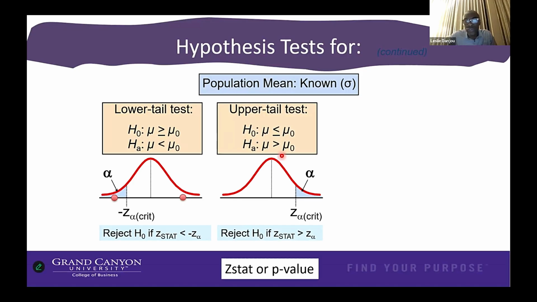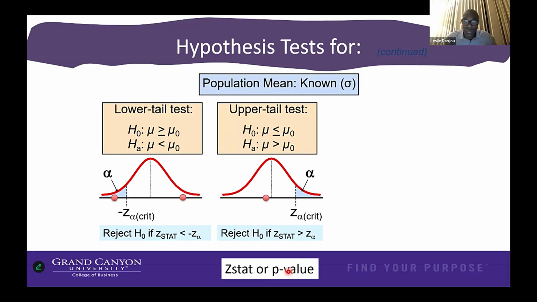In the alternative, you see greater than. It represents a right-tailed test. Man, at this carnival, they're going to gyrate more than 30 gyrations per second. That will represent a right-tailed test. That is based on the alternative hypothesis. Once again, we're going to use a z-stat or p-value.